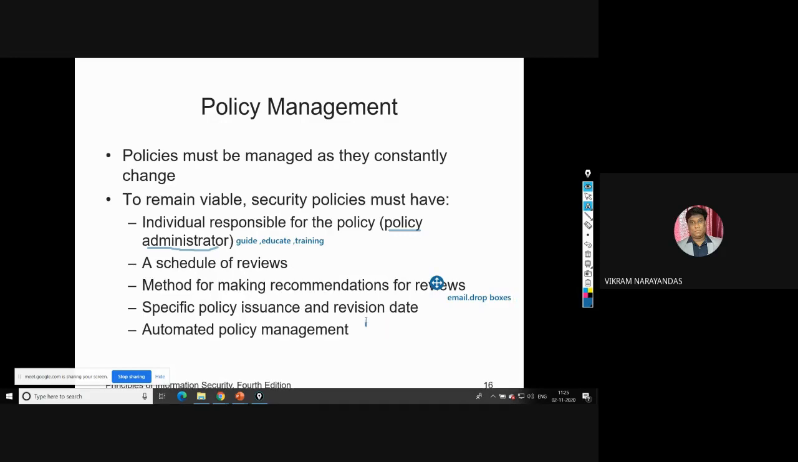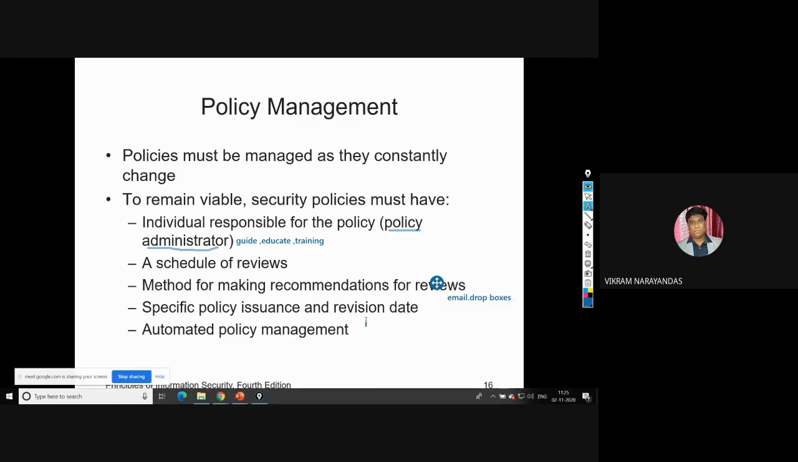Next, specific policy issuance and revision date. Generally, whenever the policy is prepared, it should include various dates, because if not, confusion may arise. When the policy is prepared, when the policy is revised, when the document is prepared. It should not confuse others when they read the policies. So to avoid this confusion, it should include various dates.